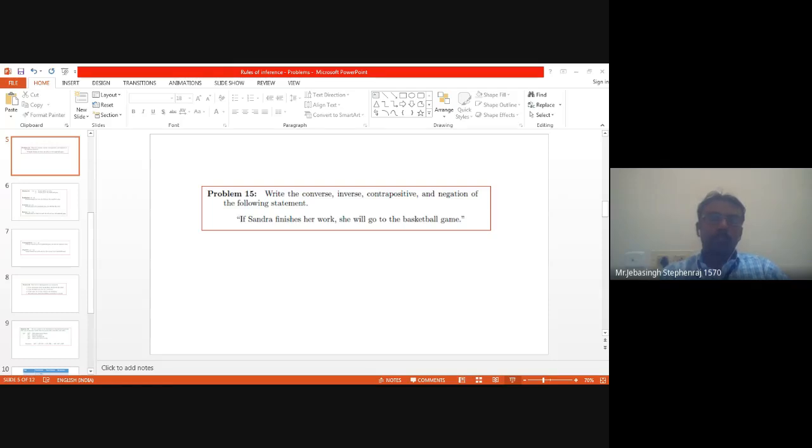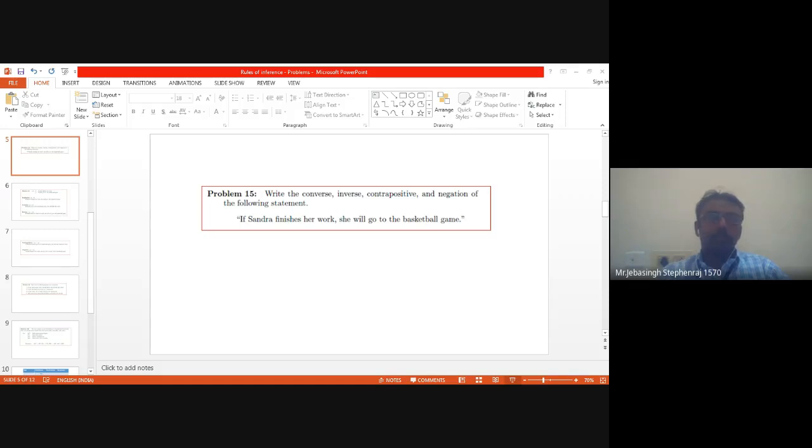So the converse of a conditional statement can be easily obtained by swapping the two atomic propositions. Okay. Now what is the inverse? The inverse of the given conditional statement. So what is the given statement? If P then Q.